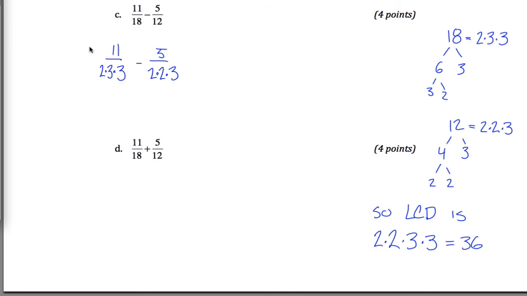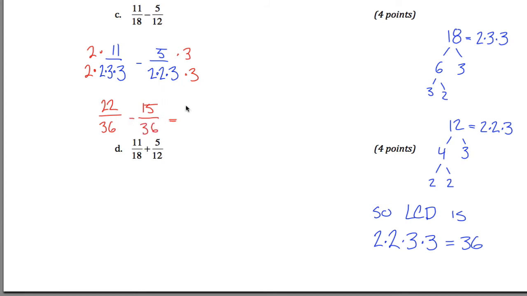I need another 2. The way I can get another 2 in the denominator is by multiplying this fraction by 2 over 2. Multiply the top by 2 and the bottom by 2 so that you don't change the value of the fraction. Same idea over here, multiply the top by 3 and the bottom by 3. I now have the same least common denominator, but I haven't changed the value of this fraction. So what I have is 2 times 11 is 22. And down on the bottom I have 2 times 2 times 3 times 3, which I know is 36. And over here I got 15 over 2 times 2 times 3 times 3, which is 36.